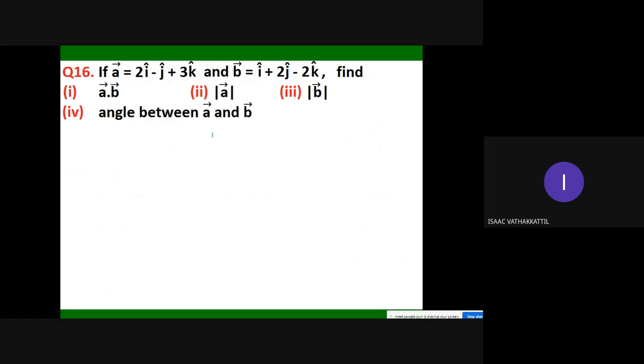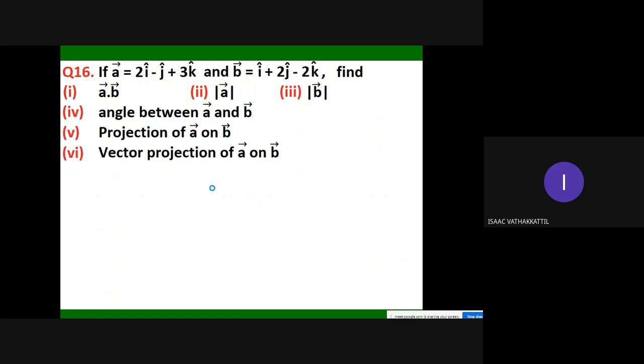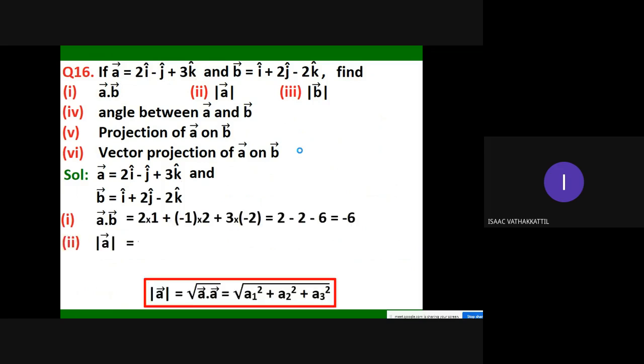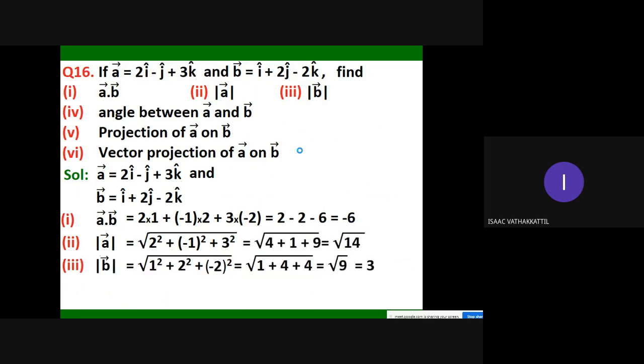Angle between A and B will be given by cos theta, where cos theta is A dot B upon magnitude A into magnitude B. Projection of A on B is A dot B upon magnitude B. Vector projection of A on B is A dot B upon magnitude B squared into B. Okay, we can easily calculate now. A dot B, magnitude A, magnitude B can be easily calculated.